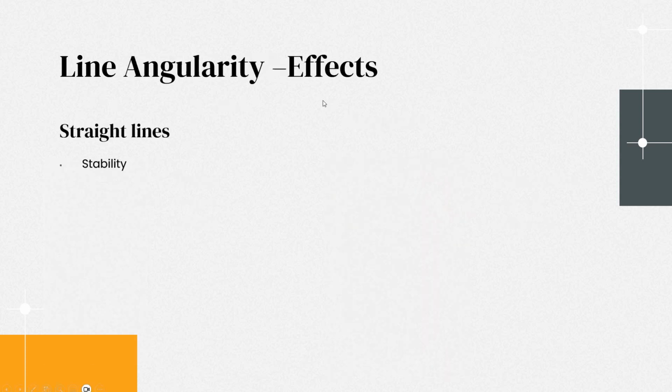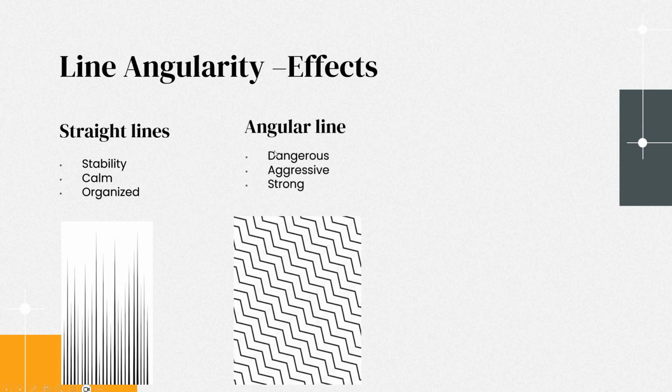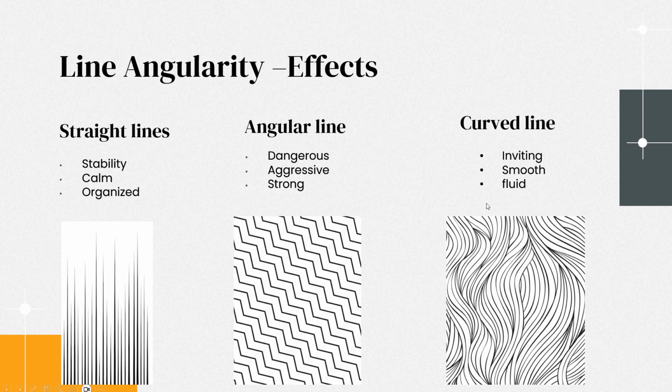Line angularity also has certain effects. So straight lines can convey stability, calm, and a sense of organization. Okay, so all of these are straight lines. Compared to angular lines, which are dangerous because they convey very sharp edges, also aggressive and strong. Okay, so you can compare the angular line with the straight line. And we also have curved line, which is inviting, smooth, and fluid. So these are all the effects that each line angularity could convey in any composition.